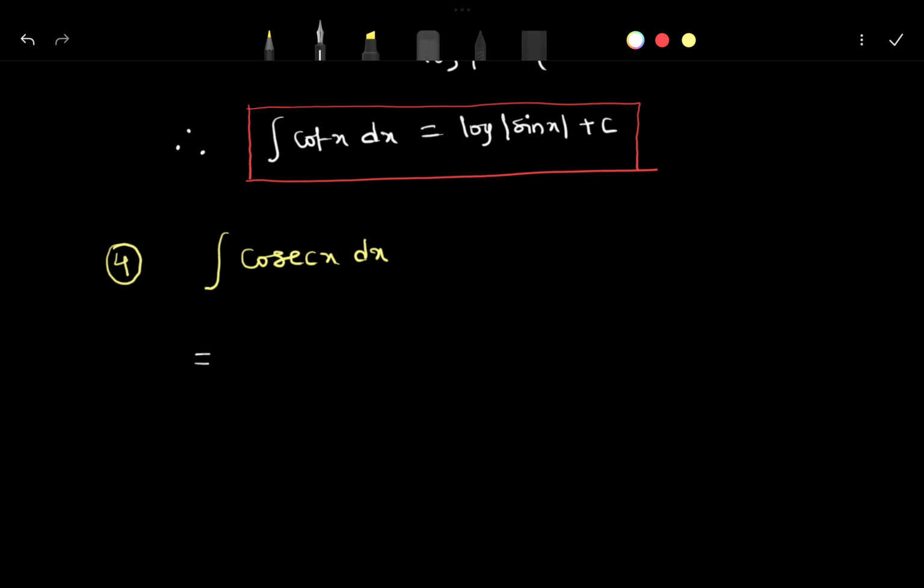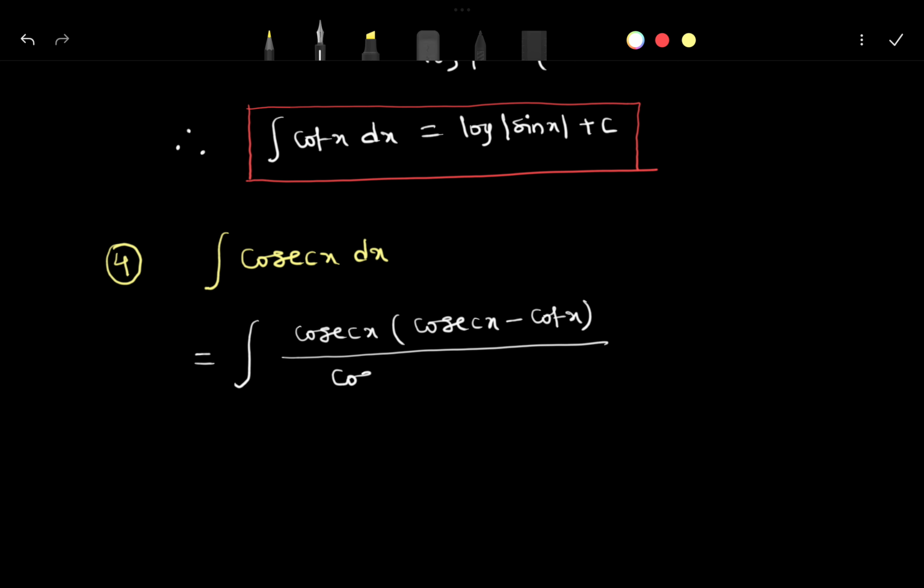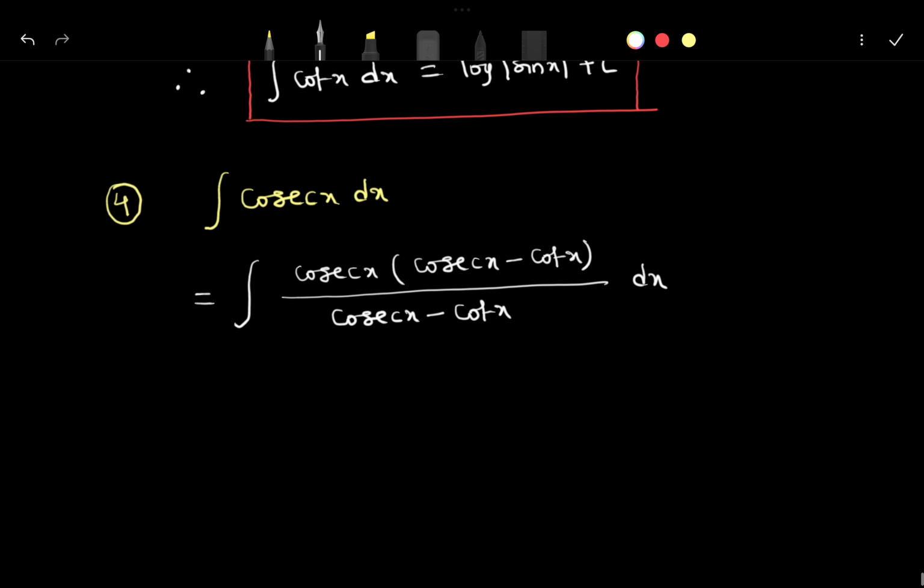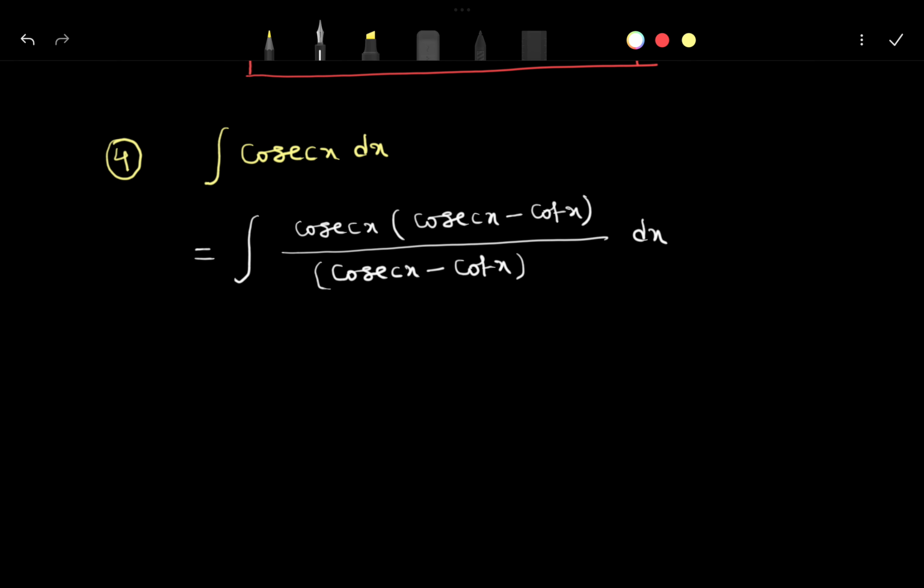This one you can write as integration of cosecant x, multiplied and divided by cosecant x minus cot x, whole divided by cosecant x minus cot x. By multiplying and dividing with the same function, there is no change in the value. Now after this, you take cosecant x minus cot x is equal to t.